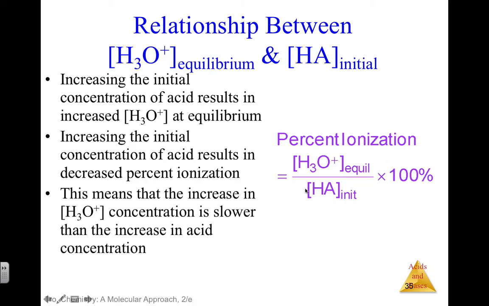That tells us that as we increase our acid concentration experimentally, percent ionization goes down. However, we know if we increase our acid concentration, we're going to make more hydronium at equilibrium. So what this tells us is that the increase in hydronium concentration is slower than the increase in acid concentration. So as you increase your initial acid concentration, you do not directly increase the hydronium concentration on that same level.